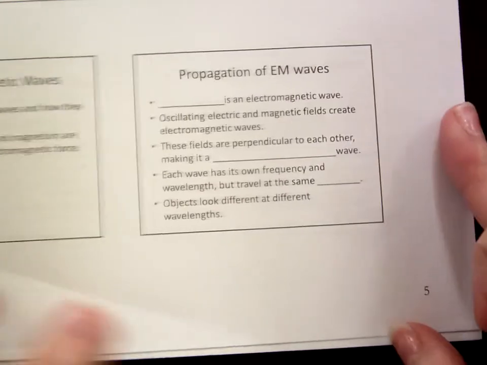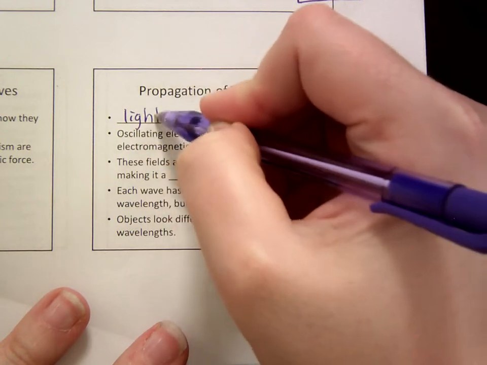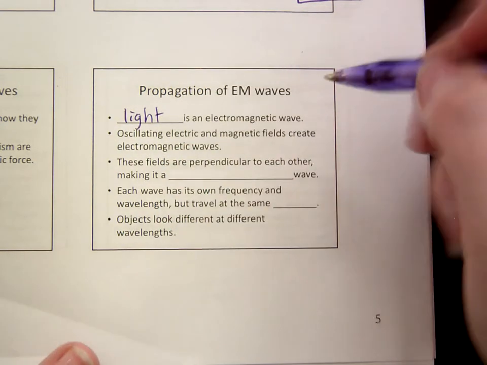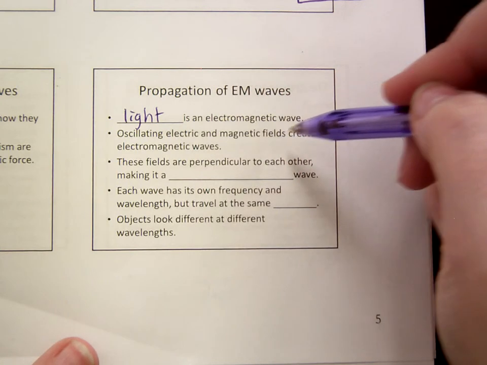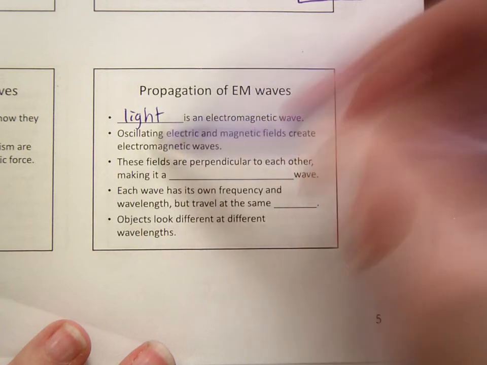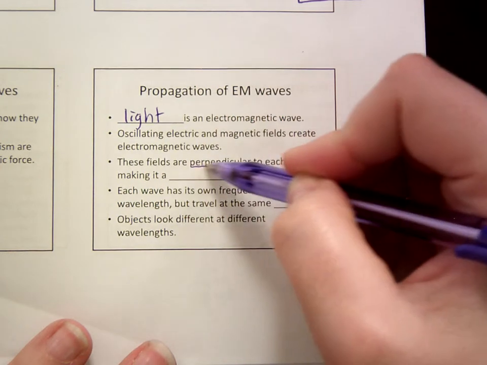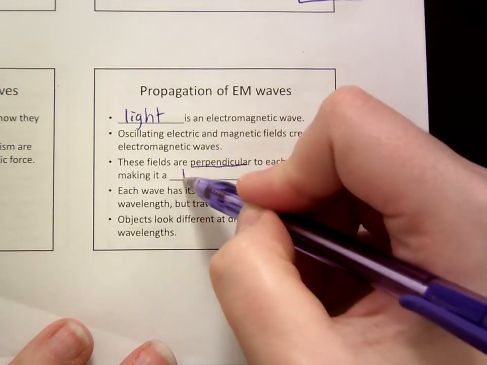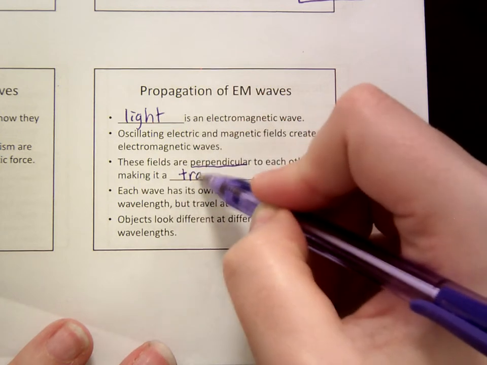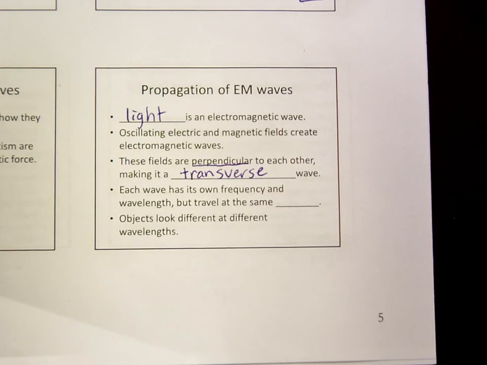Now, back in chapter 13, we learned that light is an electromagnetic wave because it's created when electric and magnetic fields oscillate, which means go back and forth over the same path again and again. They oscillate at 90 degrees to one another. They are perpendicular to one another. This makes EM waves, electromagnetic waves, transverse waves. Remember that a transverse wave is one whose particle, or in this case field motion, moves perpendicular to the wave motion.